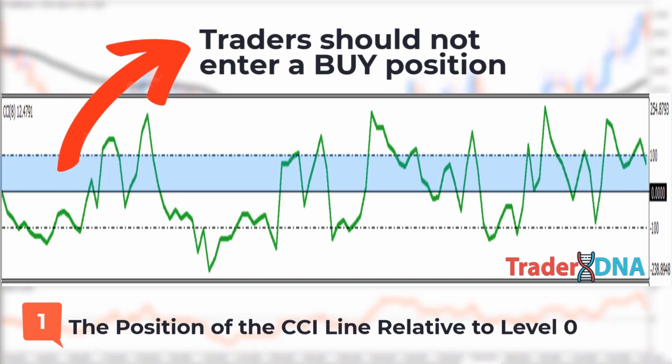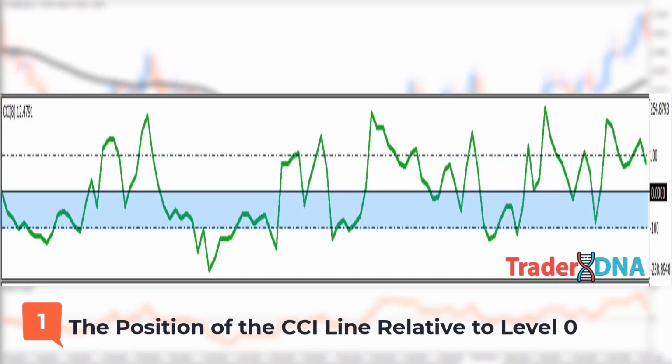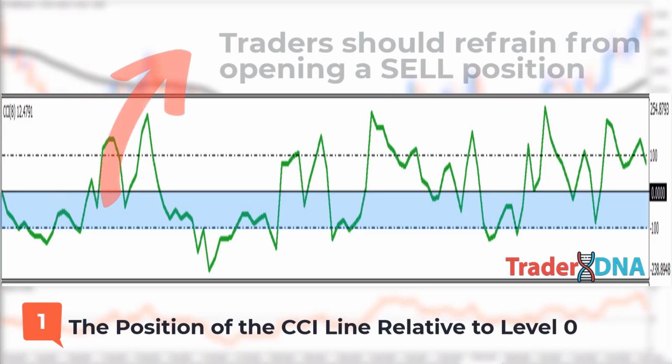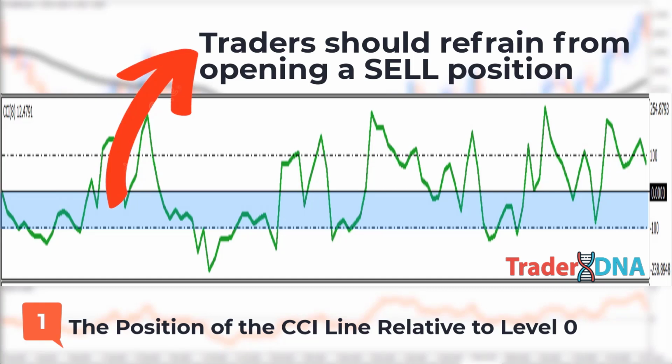This preparation phase can be used to calculate the potential stop loss level, estimate the minimum target profit, or handle other essential trade management tasks. Similarly, when the CCI line is below the 0 level, it indicates that the price is trending bearish, but the market has not yet entered a confirmed bearish condition. In this scenario, traders should refrain from opening a sell position and instead get ready to do so. This preparation time can also be used to manage trade-related tasks while waiting for a perfect sell signal to materialize.